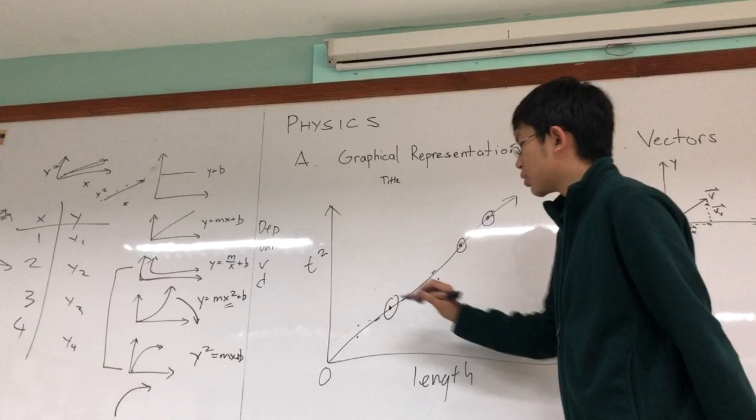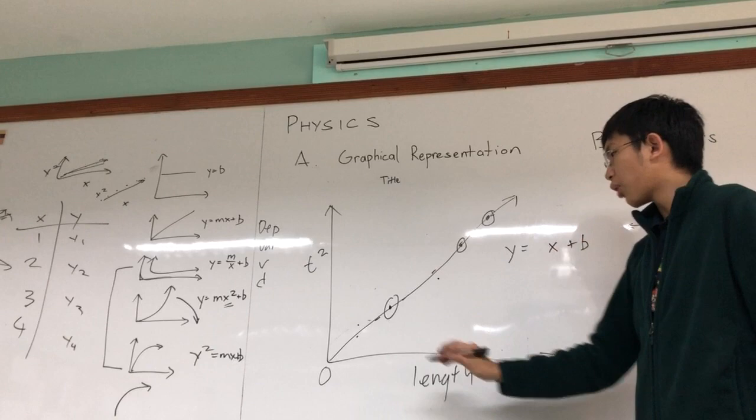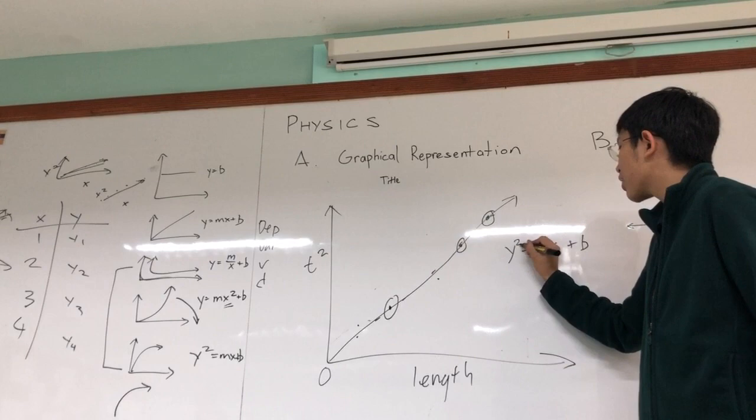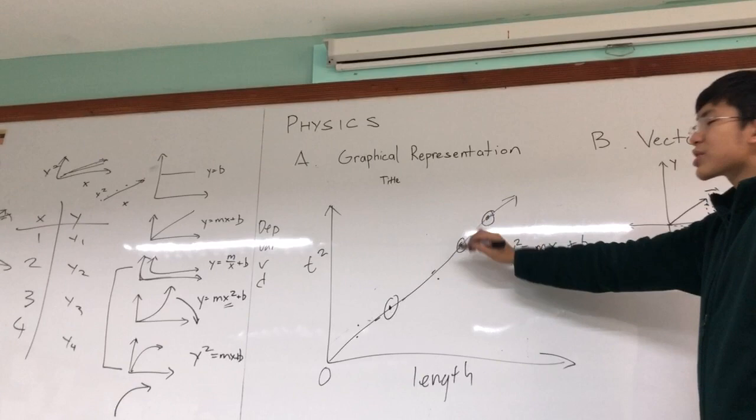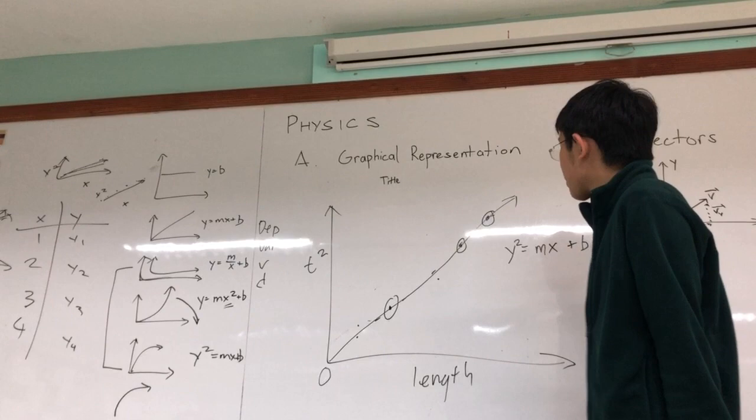So how do we derive a mathematical model? Since we have y equals mx plus b, our y is this, our x is this. Since we made it squared, it's y squared equals mx plus b. M will be the slope of the line of best fit, and b is the y-intercept, right? So our slope, you get the slope.